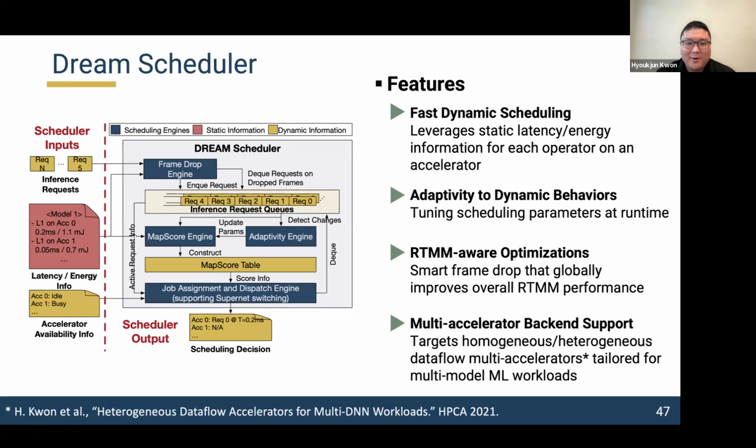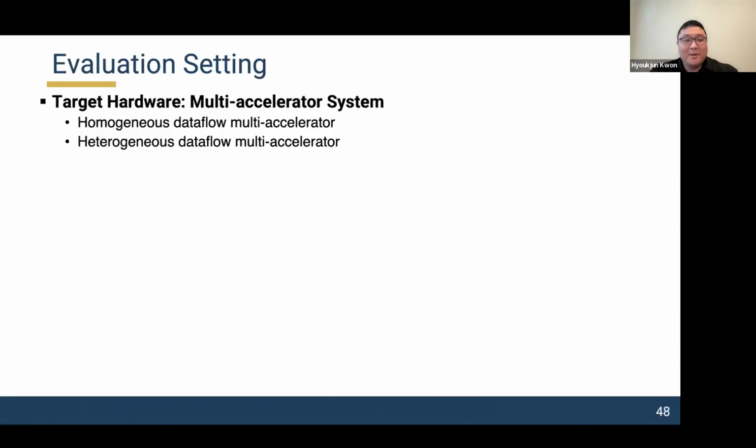And it targets a multi-accelerator backend, which is a heterogeneous dataflow accelerator or multiple fixed dataflow accelerators. We found the multi-instance accelerator system is well suited for emerging ML workloads such as AR and VR. And in the evaluation for this scheduler, we targeted two different styles of multi-accelerator system.